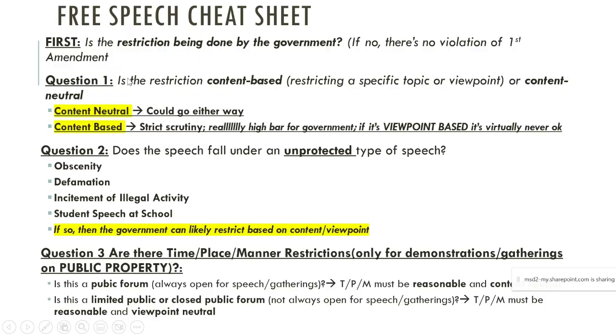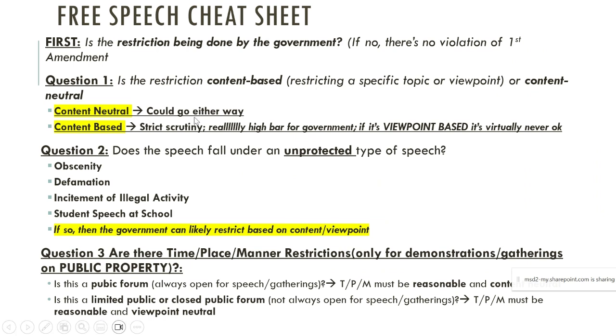First thing we have to think about is, is the restriction content-based, which means restricting a specific topic or viewpoint, or content neutral? Well, the law says that any public demonstration needs to have this permit and 30 days advance notice. So this doesn't say it's specific to political protests or any type of protest content. It could be a Girl Scout parade for all we care. Okay, so it's content neutral.